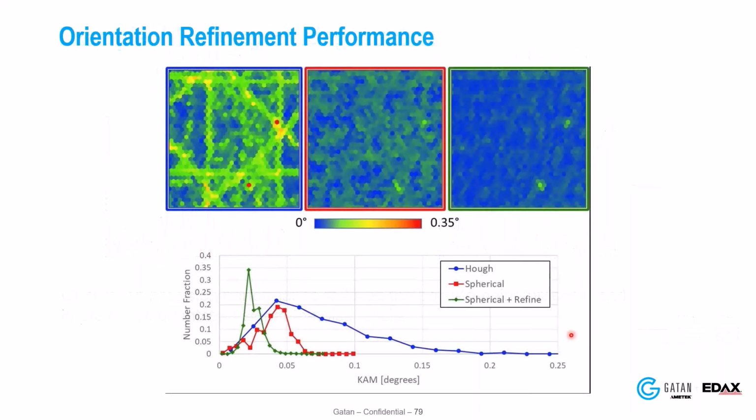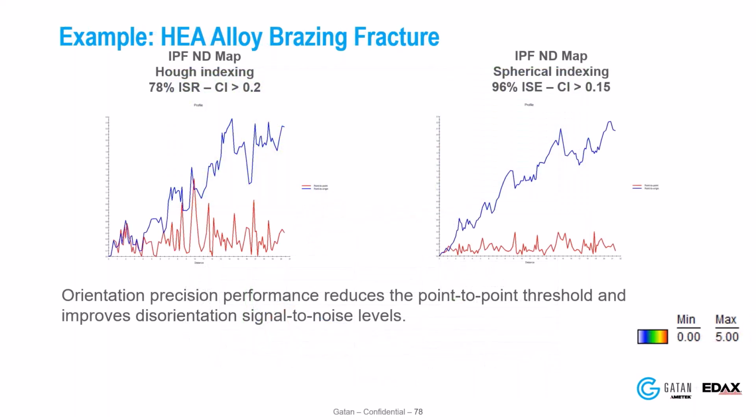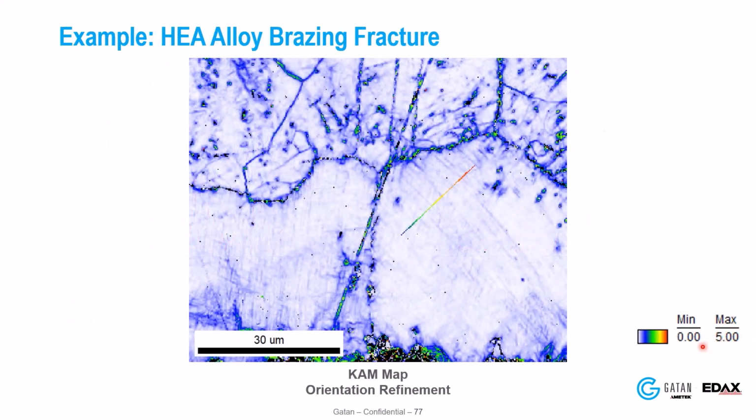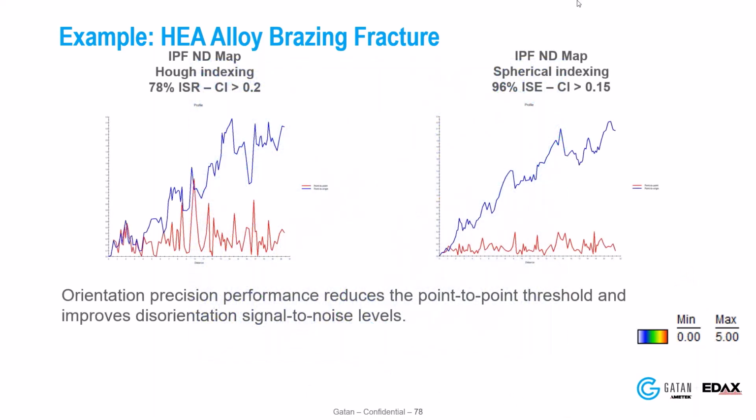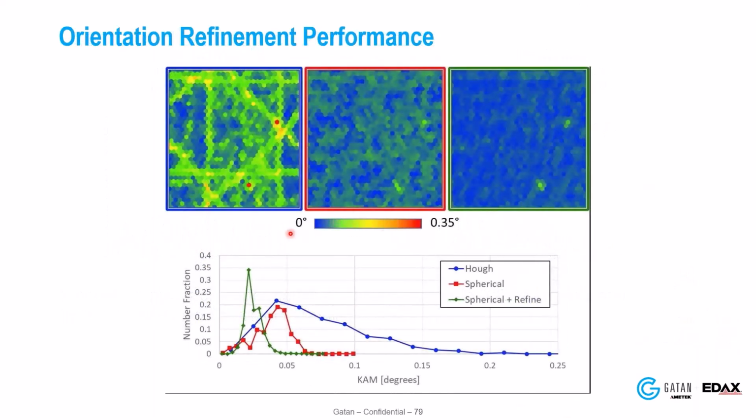So this is looking at a piece of single crystal silicon. This is looking at it with the Hough indexing, this is looking at it with spherical indexing, and this is looking at it with spherical indexing and refinement. You can see the color range here has changed. So traditionally with CAM maps, we go from 0 to 5 degrees. That's always adjustable, but that's the default value. Here, the color scale is going from 0 to 0.35 degrees, so much smaller misorientations. And you can see the distribution that we get down here.